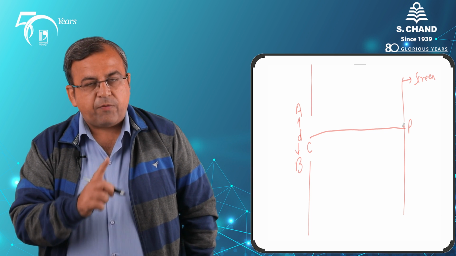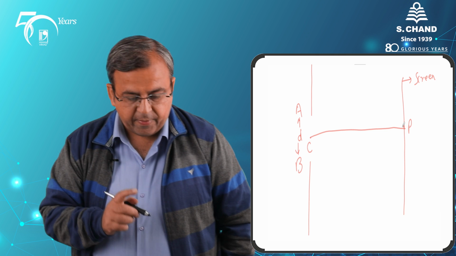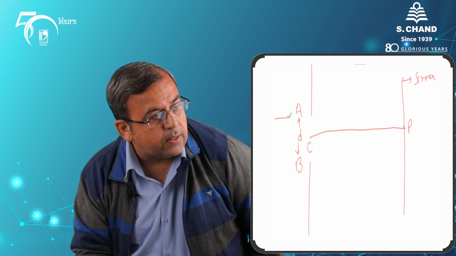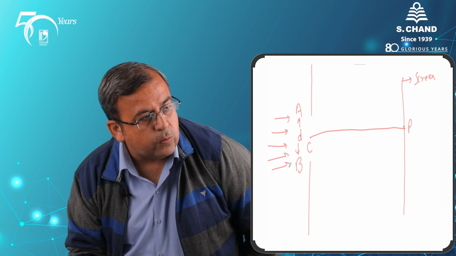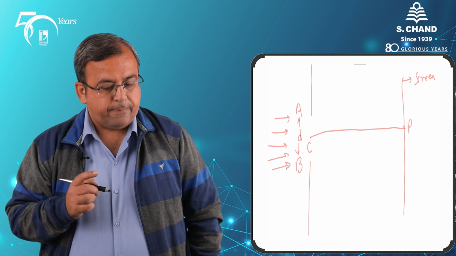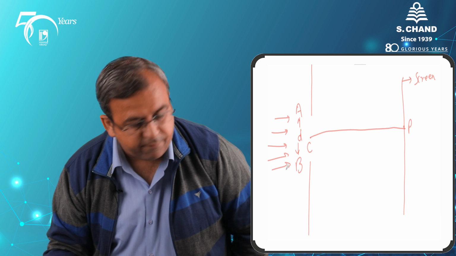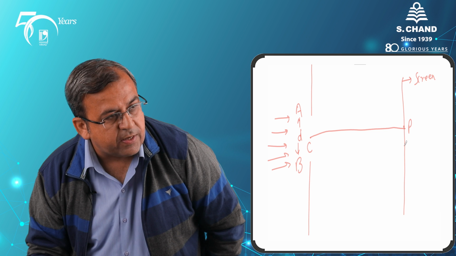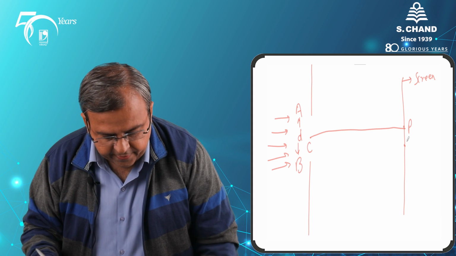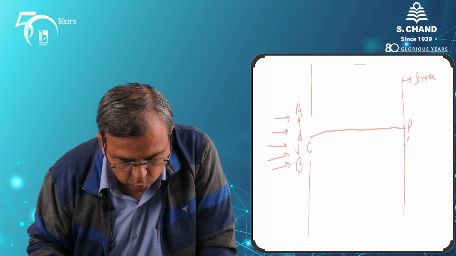The screen we are considering is perpendicular to the plane of the paper. And a plane wave we are considering in this way: a plane wave is incident on this. So a plane wavefront is incident on a circular aperture. Now the secondary wave traveling in the direction CO comes to a focus at P, which we observe on the screen. So the secondary wave traveling in the direction CO comes to the focus at P.